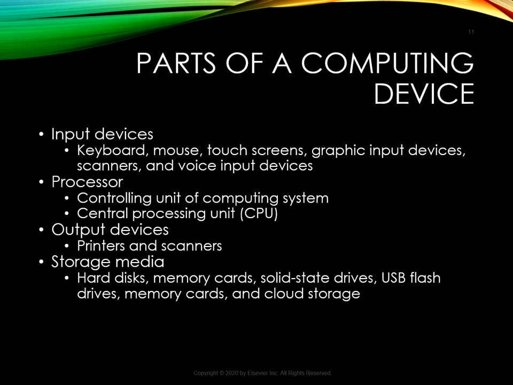So, parts of a computing device. There are input devices, like a keyboard, where you type in the letters, a mouse, where you click on stuff, touch screens, graphic input devices, like a scanner, and voice input devices, like the headset that I am wearing that is recording my voice, right? Then there is a processor, which is the controlling unit of a computing system. This is usually made up of the central processing unit or the CPU. When you click on the about or settings of your computer, you will be able to see what type of CPU your computer has, right?